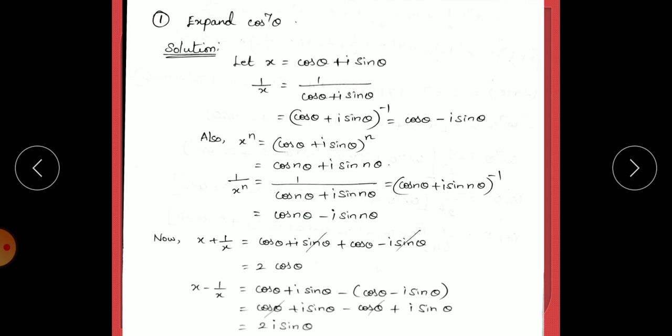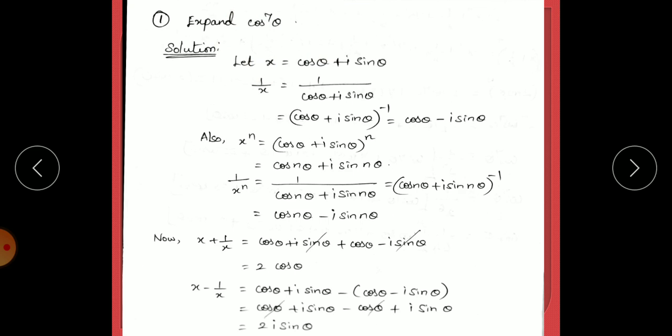So let us see the first problem: expand cos^7 theta. We are going to expand cos^7 theta now. In the previous class we had seen cos n theta, but here we are seeing the power. So cos^n theta or sin^n theta.